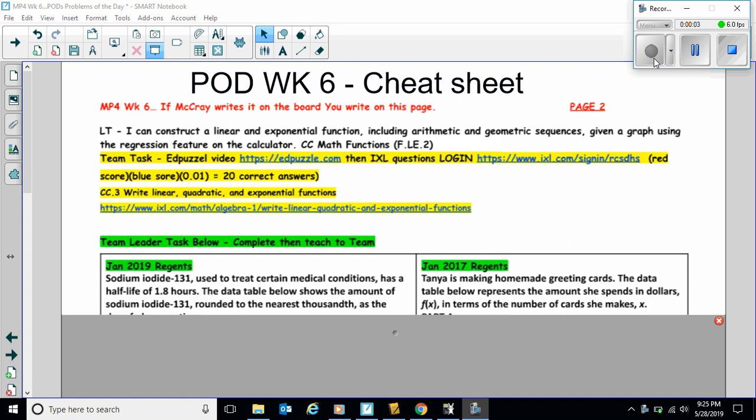All right, class, welcome back for our problem of the day, week 6 cheat sheet. On page 2, we're looking at the following learning target: I can construct a linear or exponential function given a graph using the regression feature on the calculator.